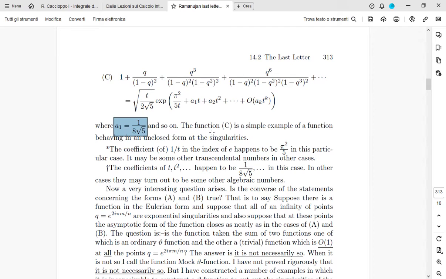The above function is a simple example of a function behaving in an unclassed form at the singularity. The coefficient of 1 over t in the exponent happens to be pi squared over 5 in this particular case. It might be some other transcendental numbers in other cases.